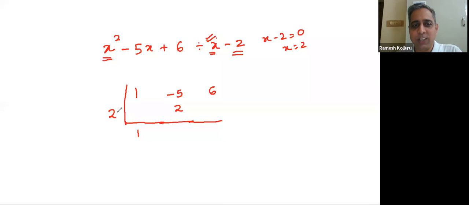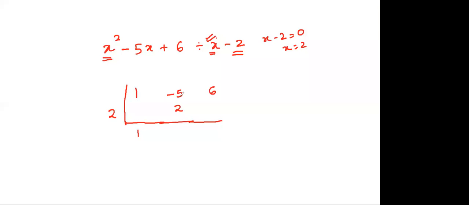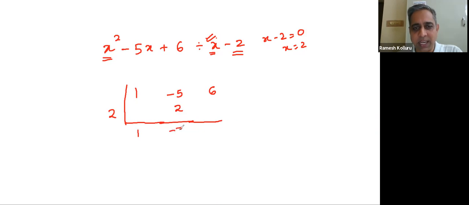And then 1 into 2 is 2 here. So minus 5 plus 2 is minus 3. I'm multiplying with minus 2 here, and then adding it here. So minus 6, 0. So x minus 3 is my quotient here.